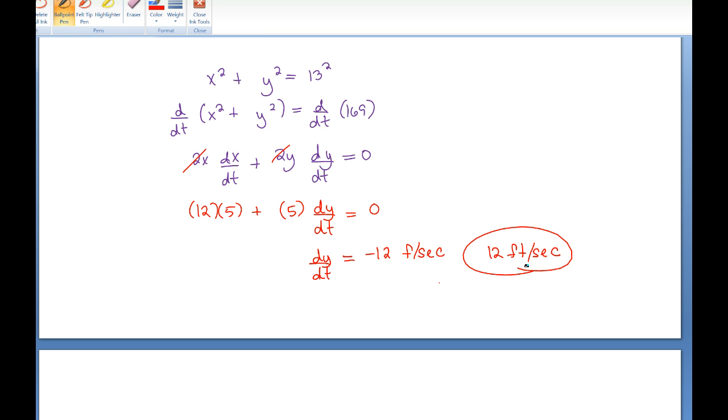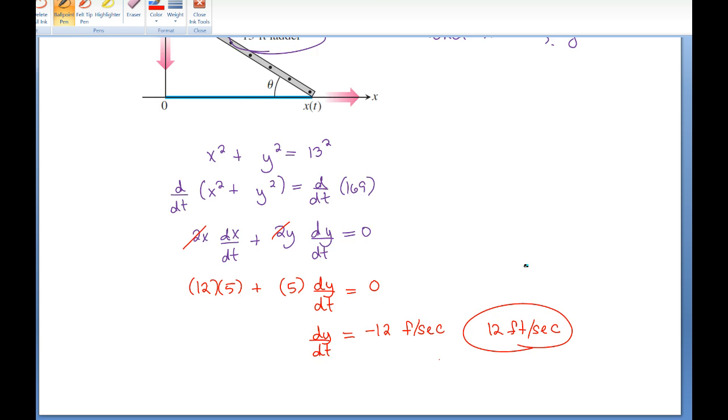Now, for part B, at what rate is the area of the triangle formed by the ladder, the wall, and the ground changing at that moment? So now, what would be a formula for the area? This was part A. Base times height over 2, right? So 1/2 base times height. But the base and the height are x and y.